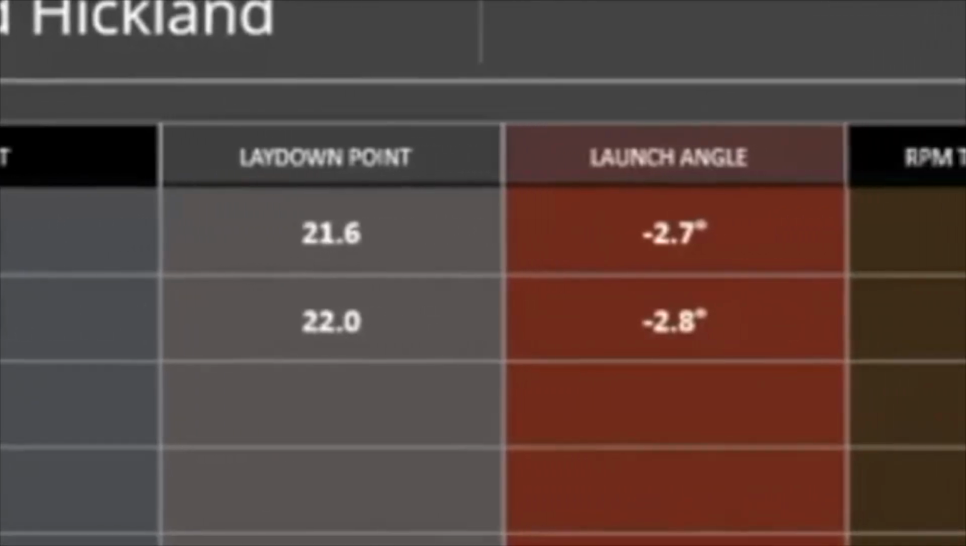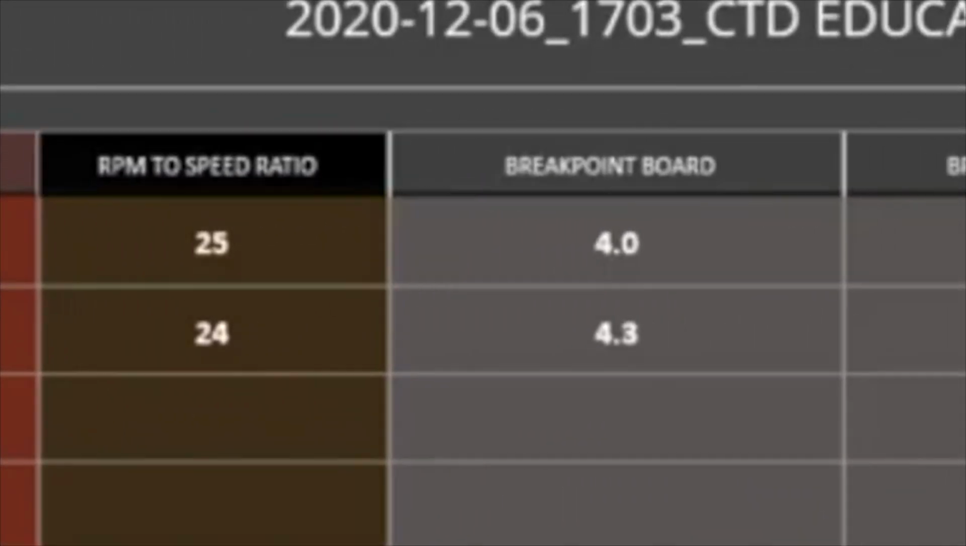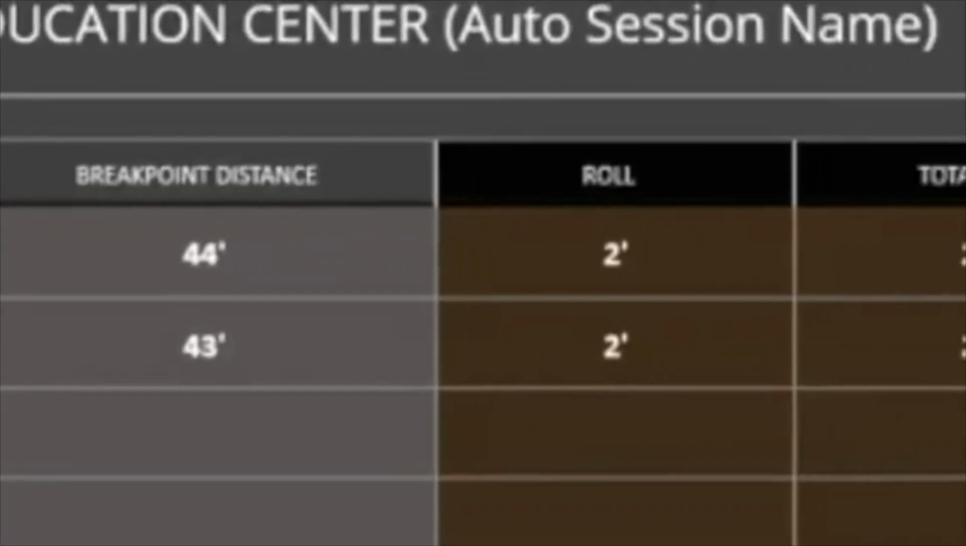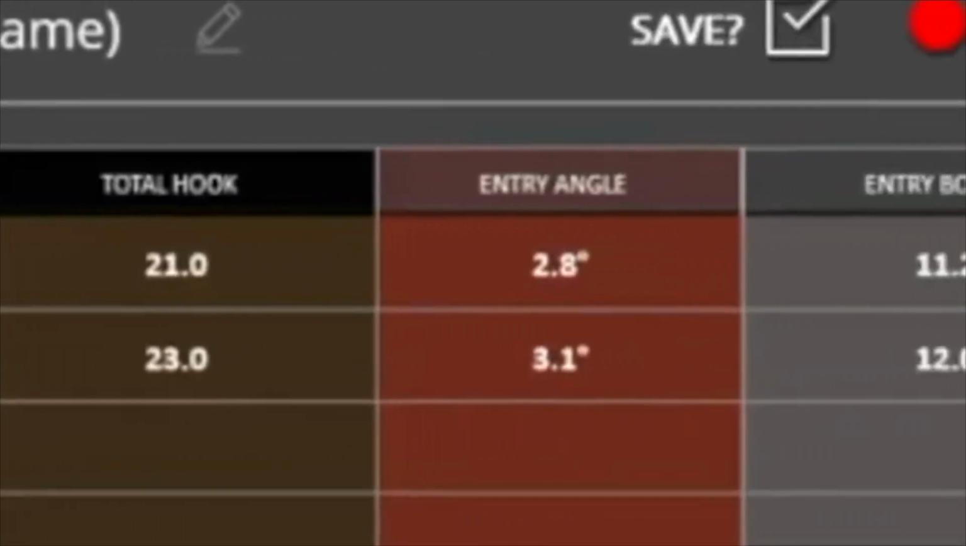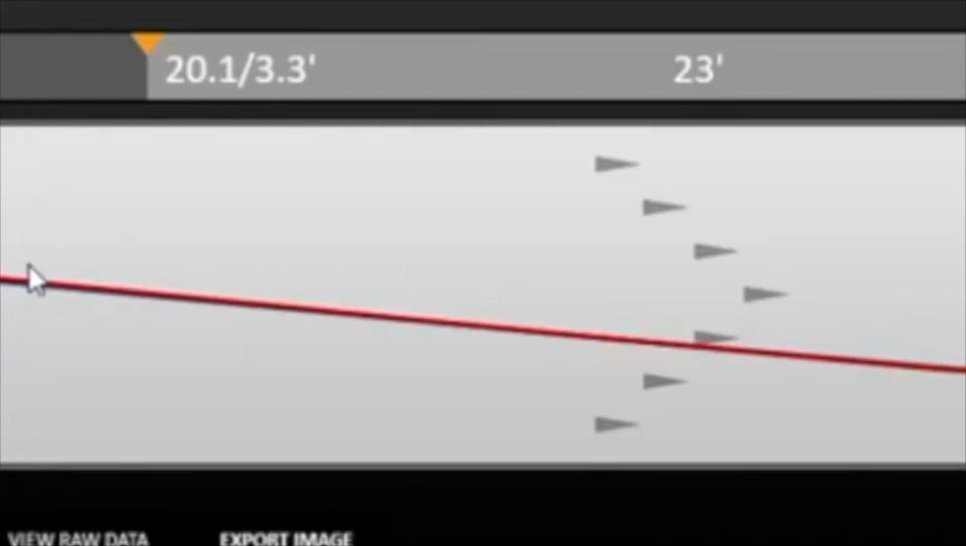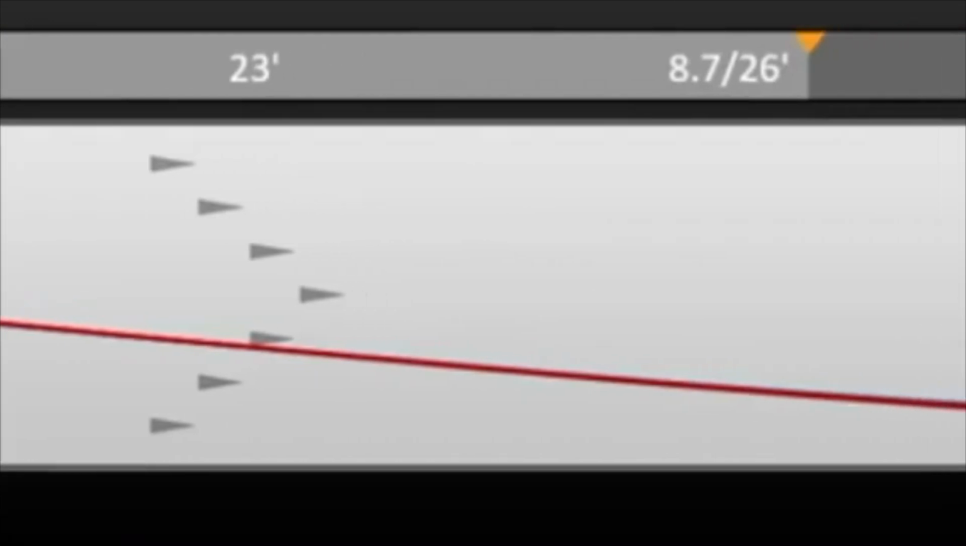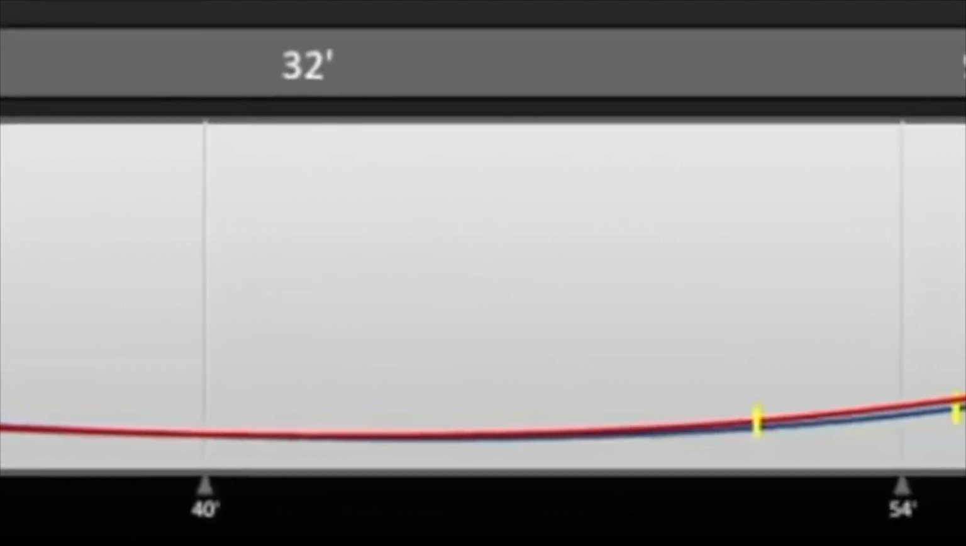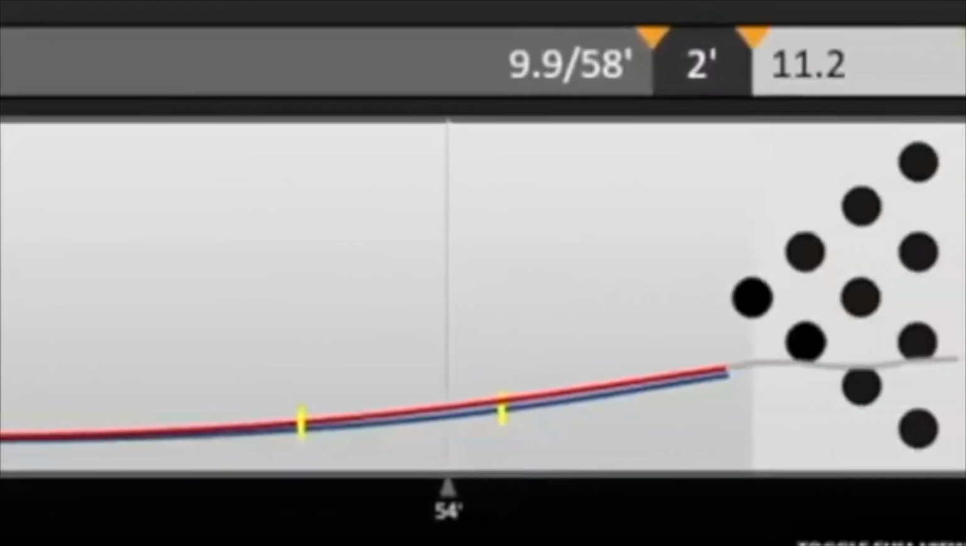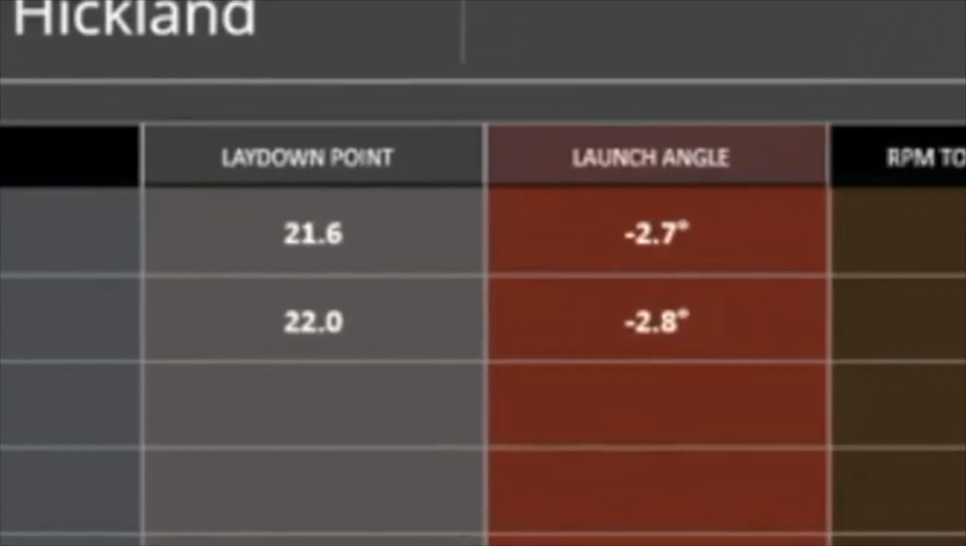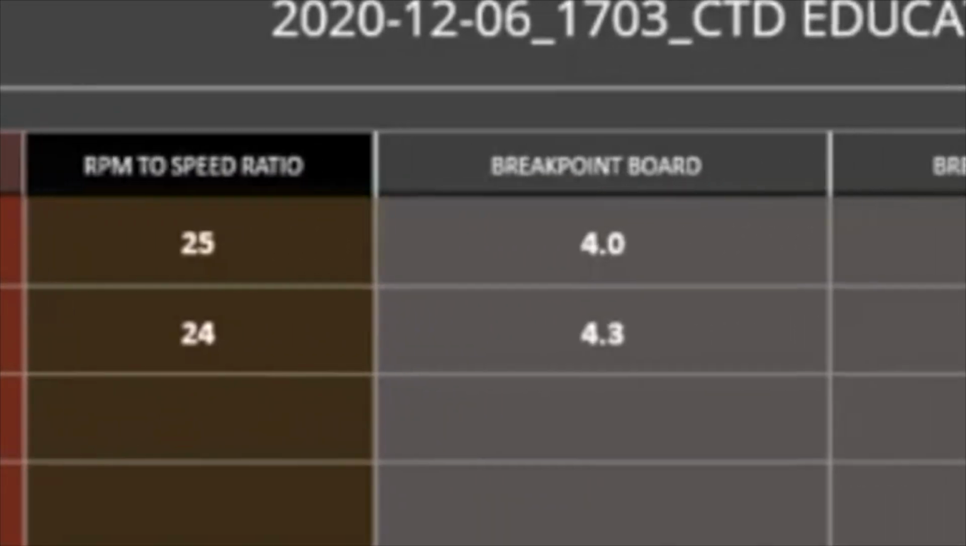Let's take a look at some data. When we look at the data, we have two shots that are thrown very similar. We have a total hook out of the pin-up bowling ball of 23 boards, and a total hook out of the pin-down ball at 21 boards, giving us a difference of 2 boards, with a launch angle difference at the front part of the lane of less than a half a board.